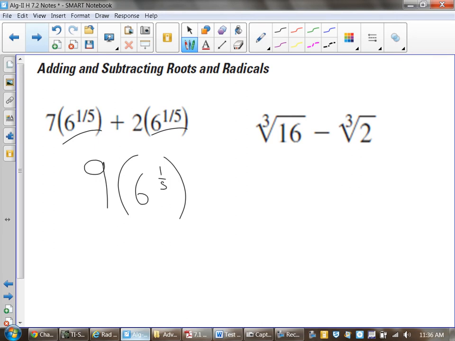And you go to the next problem. The other one has a little bit of work. So you just leave it like that? Yes, you're done. Remember that 1/5 means the fifth root of 6. There's no perfect fifth root, so you're done. Don't have to worry about it.